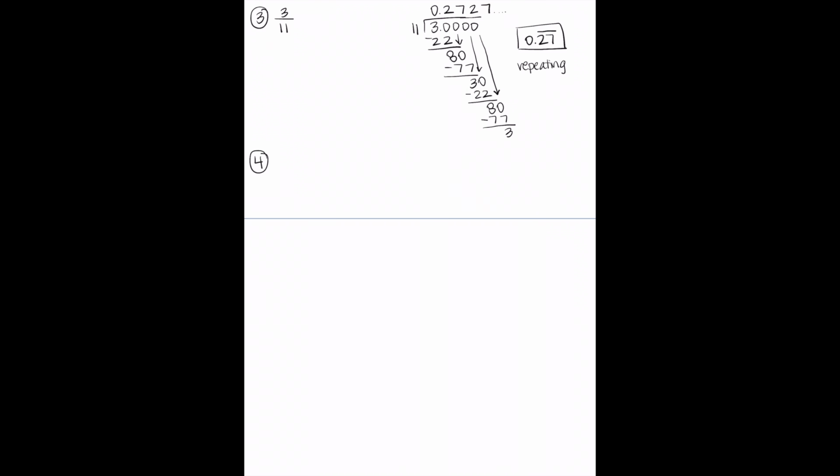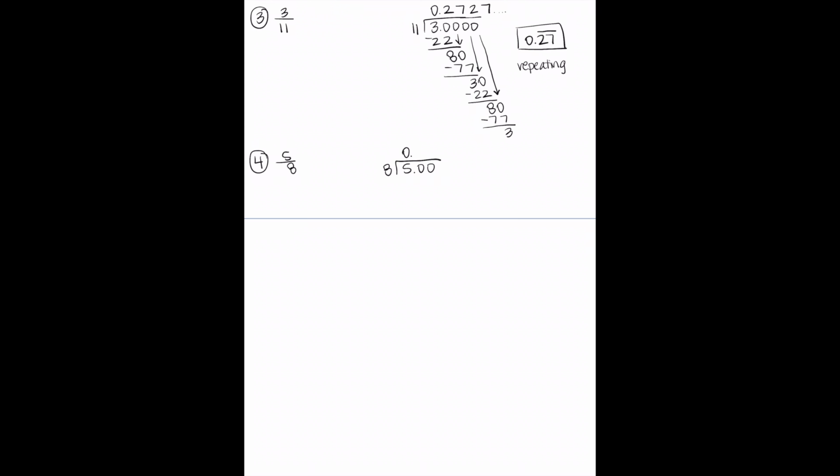All right, let's move on to number 4 now. For number 4, we have 5/8. We're going to have to use long division again. 8 goes on the outside, 5 goes on the inside of the bar. 8 does not go into 5, so we'll draw our 0 in our decimal point.